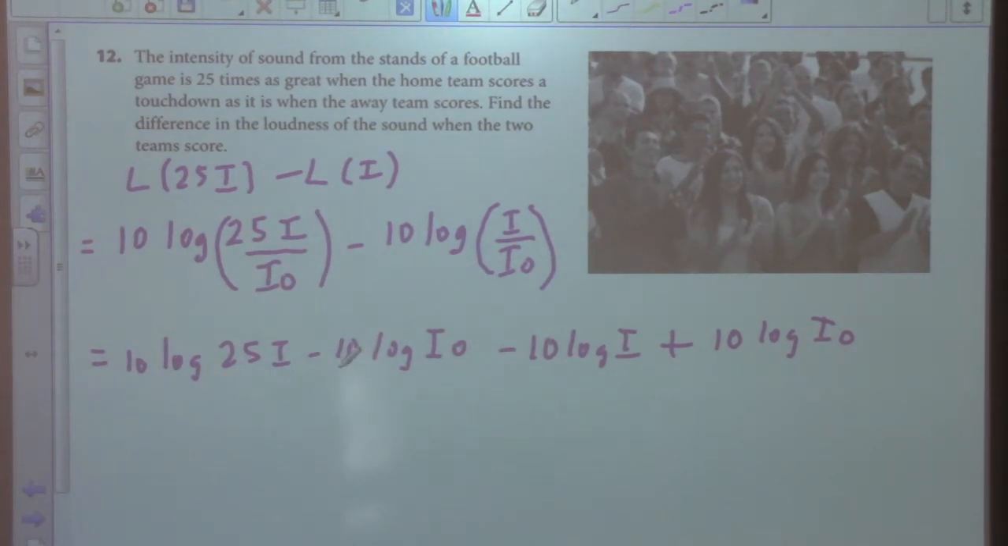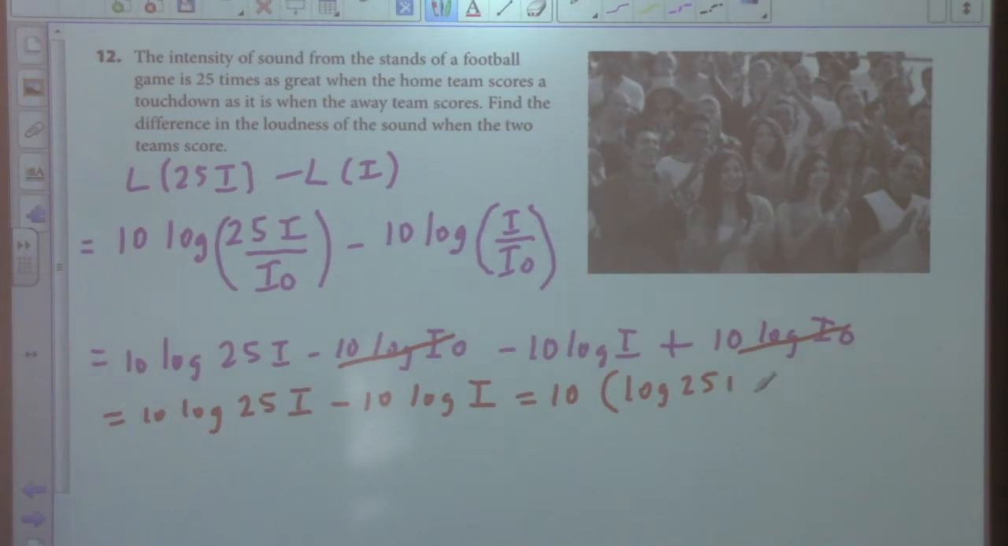There are some cancellations going on here. Now what we have left is 10 log of 25I minus 10 log I. Does that look right? And so that's going to be 10 times log 25I minus log I.